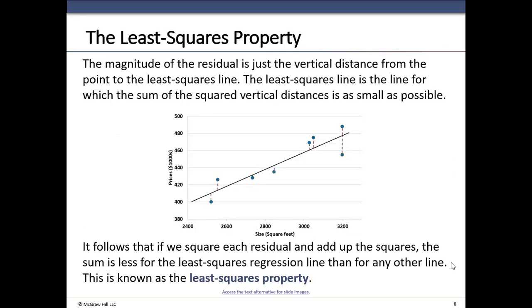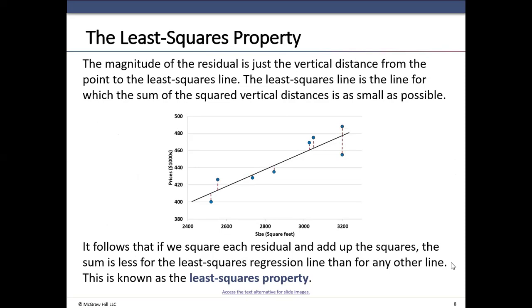The magnitude of the residual is just the vertical distance from the point to the least square line. The least square line is a line for which the sum of the squared vertical distances is as small as possible. It follows that if we square each residual and add up the squares, the sum is less for the least square regression line than for any other line. This is known as the least square property.